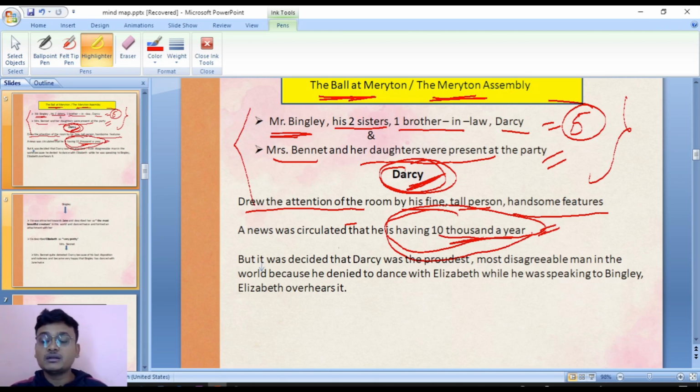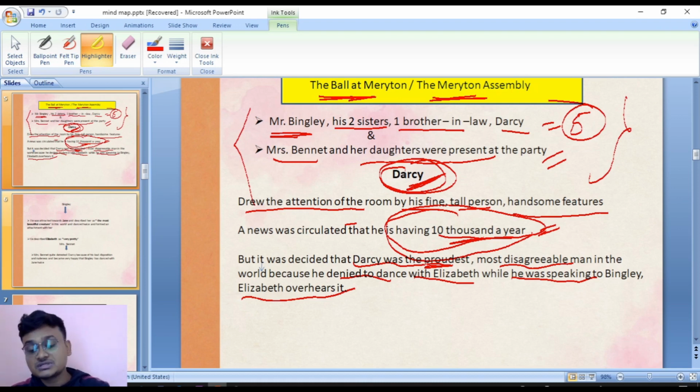But at the end of the party, what was decided was very shocking: that Darcy was the proudest, the most reserved, the most disagreeable man in the world, because he refused to dance with Elizabeth while he was speaking to Bingley. Elizabeth was standing there, Darcy was telling Bingley that he doesn't want to dance with Elizabeth, and Elizabeth overheard it. So that's why at the end of the party it was decided that Darcy was the proudest, the most disagreeable, the most reserved kind of man in the world.